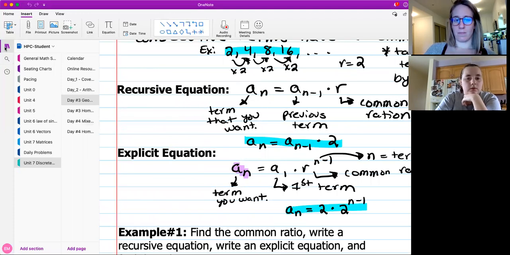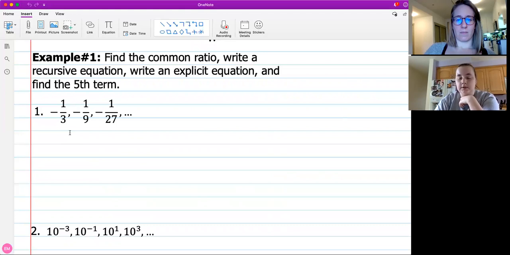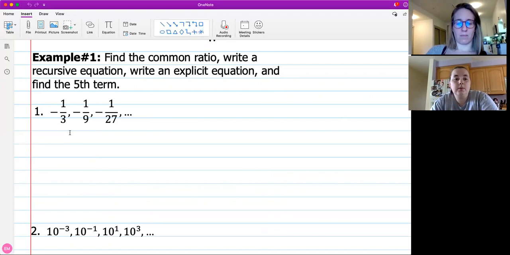All right. There's my notes for today. Okay, so I double checked and made sure I had the right sequences this time. So here we go with the sequences. Just like yesterday, we're going to walk through a couple equations. We're going to find the common ratio, write a recursive equation, an explicit equation, and then find the fifth term of that equation.